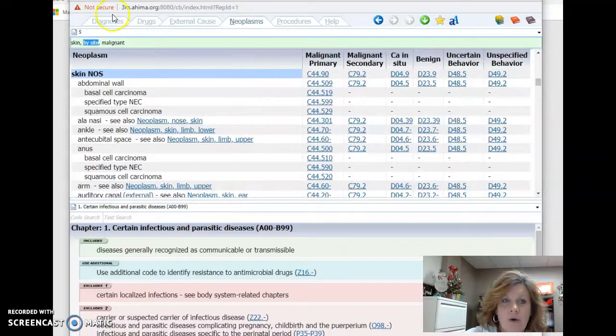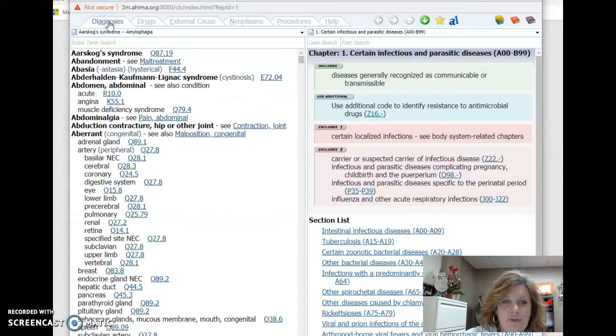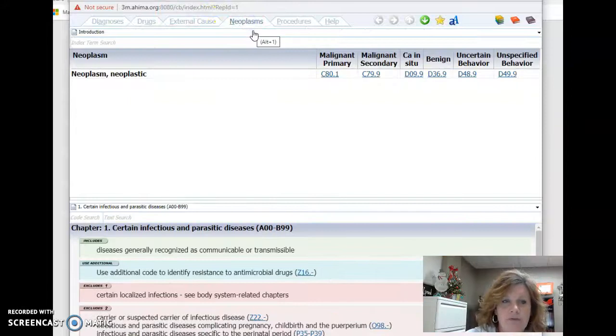Okay, so just looking here, you have the diagnosis table. We talked about drugs already, external cause. These are all certain tabulars in your paper book. Here we have the tabular for neoplasm. Keep in mind, when you have your neoplasm table, we have malignant primary, malignant secondary, carcinoma in situ. We have our benign, uncertain behavior, and unspecified behavior.